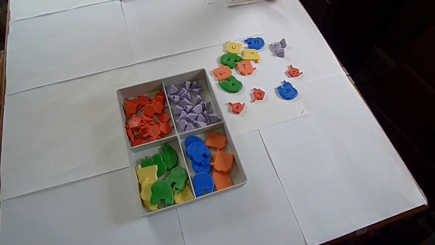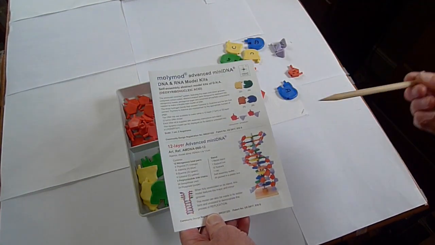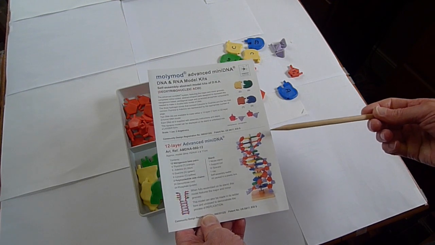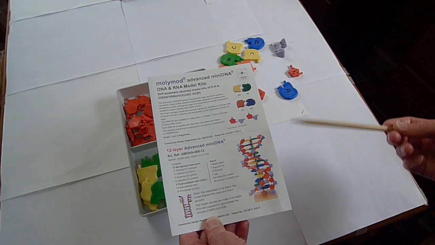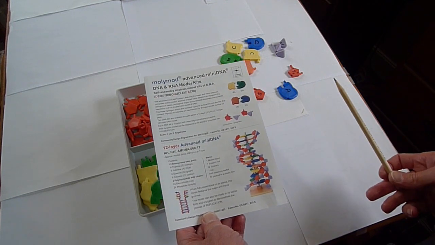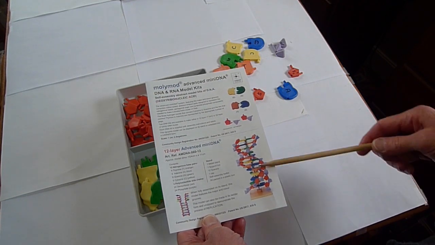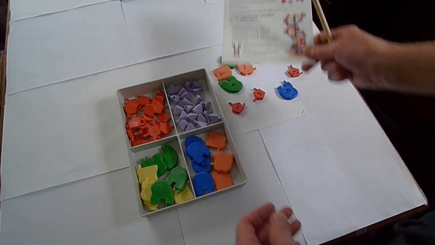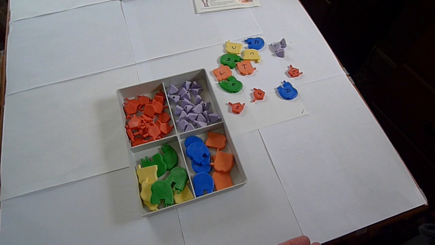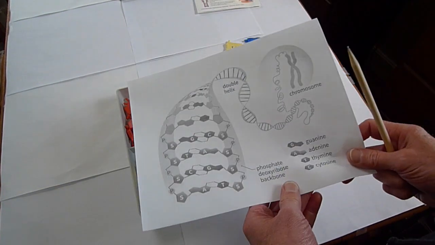When we get through, the model of DNA should look like this picture here. This is showing it on the stand. We don't necessarily have to use the stand, but it will look like the double helix that you've got to know and love already. Before we get started with the model kit, let me show you an illustration of DNA just for the sake of orientation.